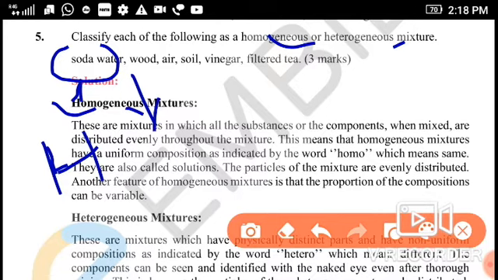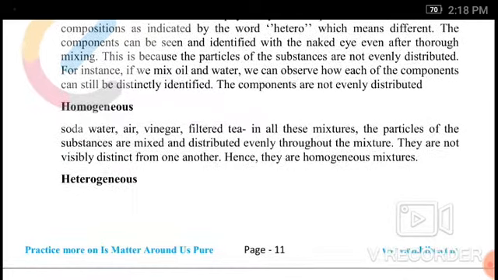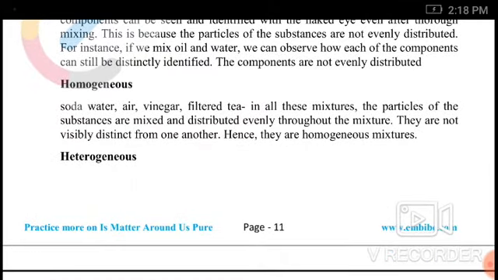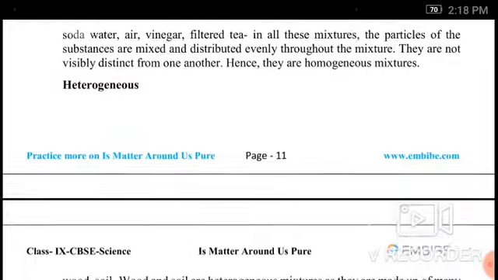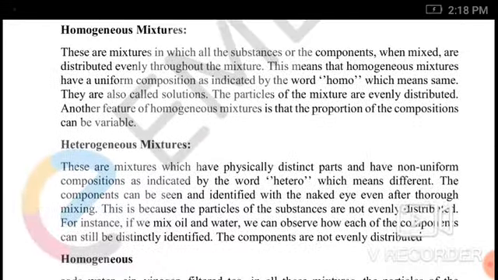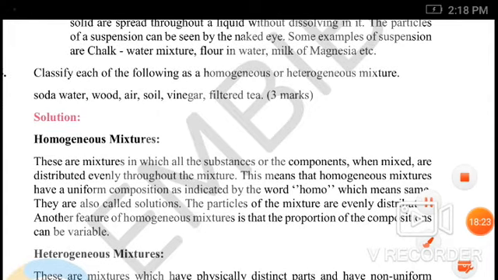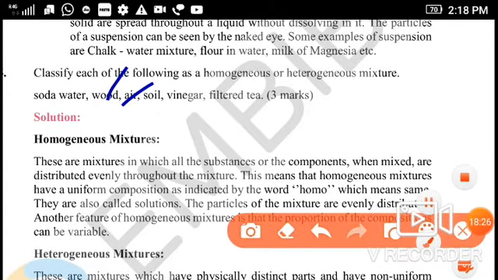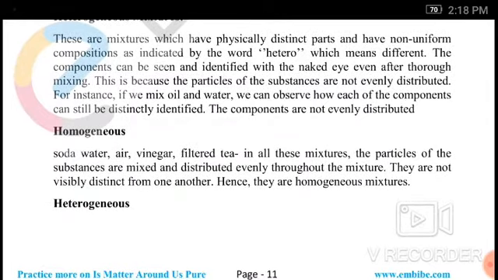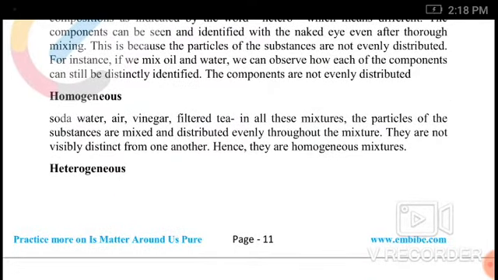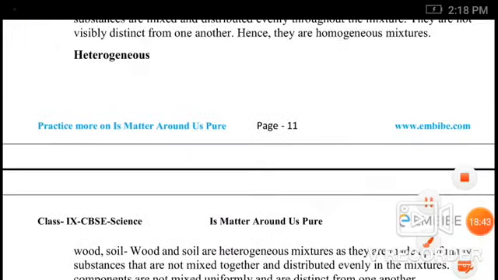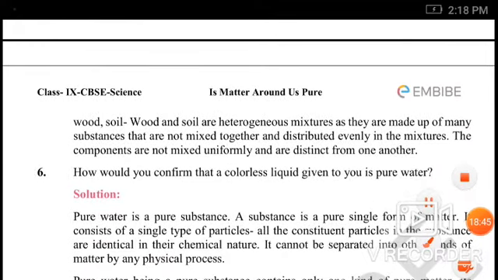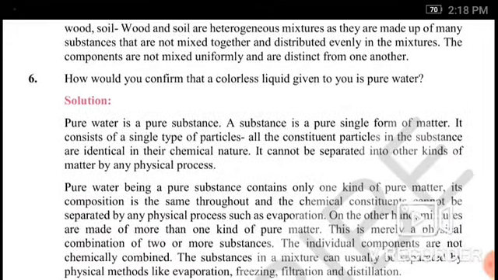Okay, now the next part is wood. Wood is a heterogeneous mixture. Air is a homogeneous mixture. Vinegar is also a homogeneous mixture, and filtered tea. You can check your answers. Yes, air is homogeneous, soda water is homogeneous, vinegar and filtered tea, they all are homogeneous. Only wood and soil are heterogeneous.